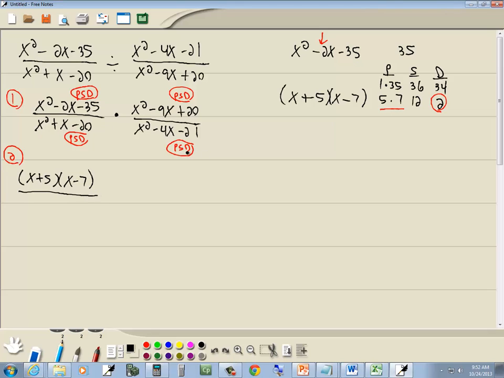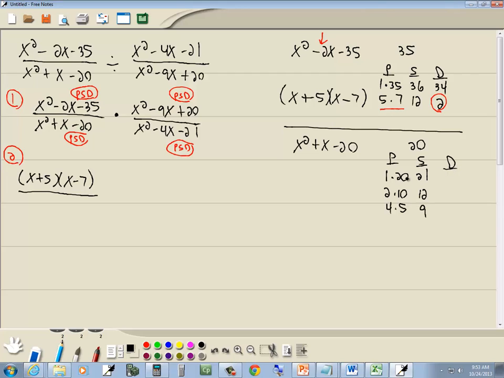Let's look at this bottom one here. So we got x squared plus x minus 20. PSD, we take the number at the end, ignoring signs, and we're going to come up with our 3 columns. We write down all products that give us 20: 1 times 20, 2 times 10, 4 times 5. The S column, S for sum, add these together. 1 plus 20 is 21, 2 plus 10 is 12, 4 plus 5 is 9. D for difference, subtract smaller from larger. 20 minus 1 is 19, 10 minus 2 is 8, 5 minus 4 is 1.